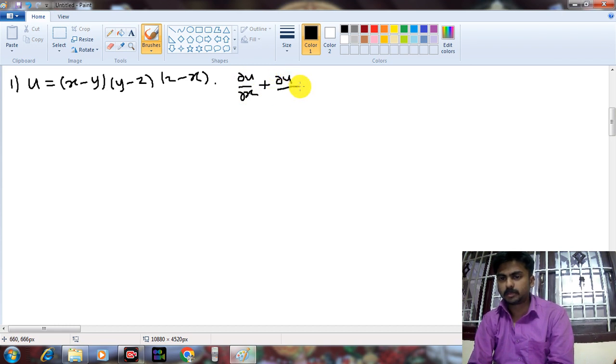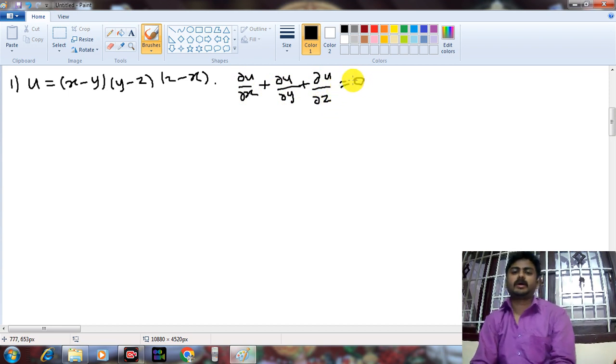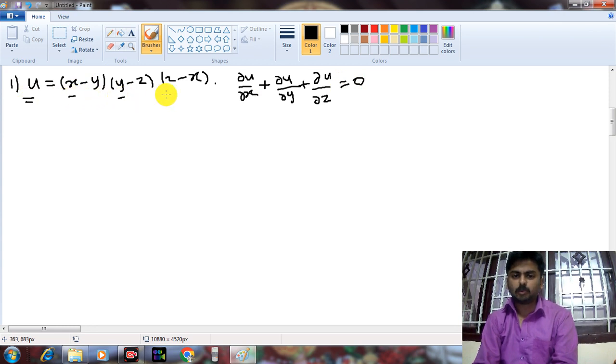That is, dou u by dou x plus dou u by dou y plus dou u by dou z equal to 0. This is what we can show. Here u is the dependent variable. It depends on x, y, z, so it can be written as u equal to f of x, y, z. So what does it mean?